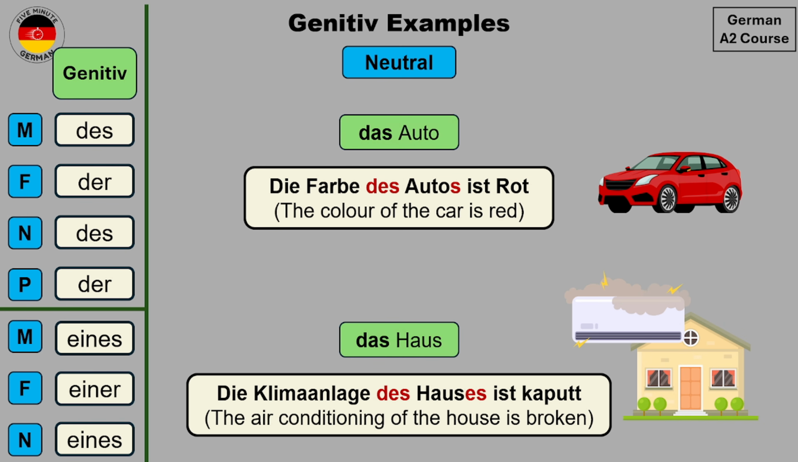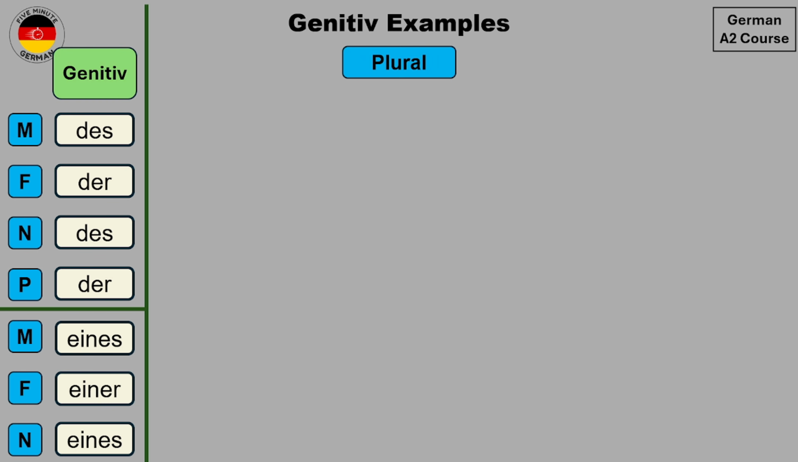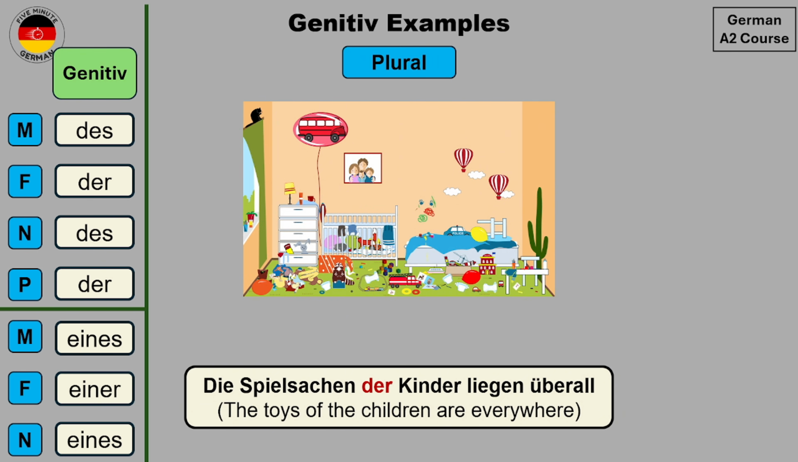Now let's take a look at an example with the plural noun. So I have the sentence, Die Spielsachen der Kinder liegen überall. The toys of the children are everywhere. And we know that Kinder is die Kinder, that's why we have used der over here, which is the genitive bestimmte article for plural case. And this shows that the toys belong to the children.